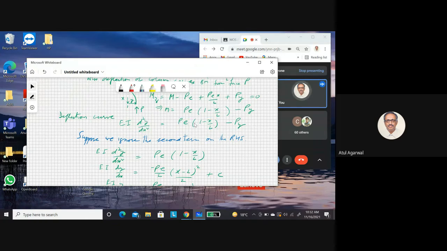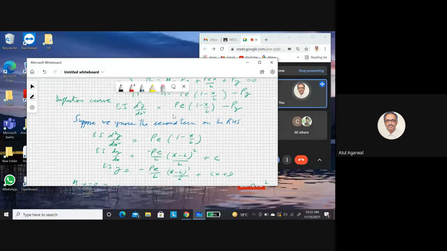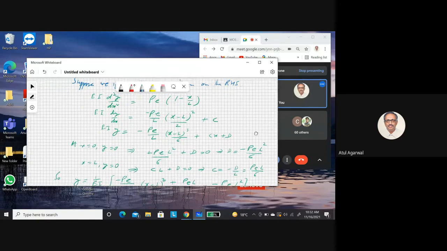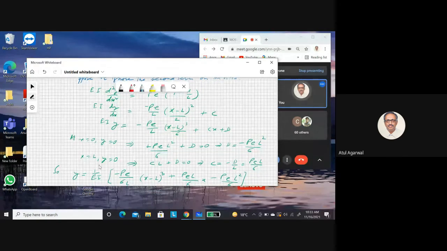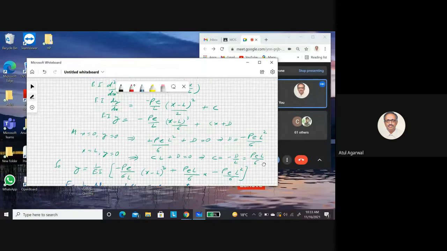Okay. Now, what is the deflection curve? This term is equal to the bending moment. So that is what we have used. So first, for the first time, we ignore this minus Py. What do we get? You can find the deflection curve. So at x equal to 0, y is equal to 0. So you have used these situations and found your deflection curve.